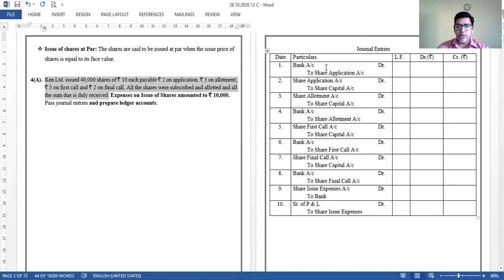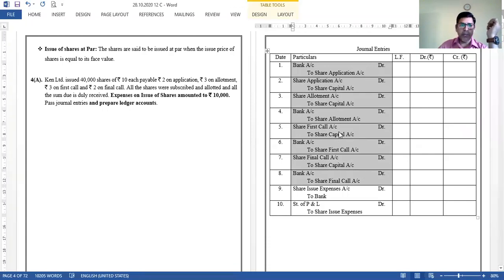So you can see there the entries I have written already: bank to share application, share application to share capital, share allotment to share capital for amount due. When you receive the amount, bank to share allotment. When first call is made, share first call to share capital, and when you receive the amount, bank to share first call. Final call, share final call to share capital, and when you receive the amount, bank to share final call. Right? पहले ये 8 entries complete करते हैं.